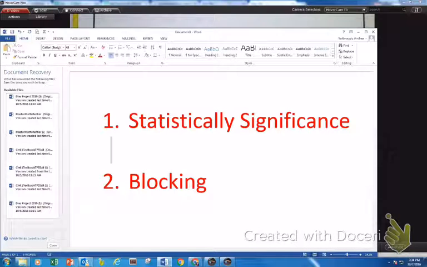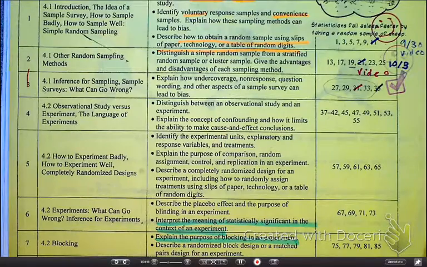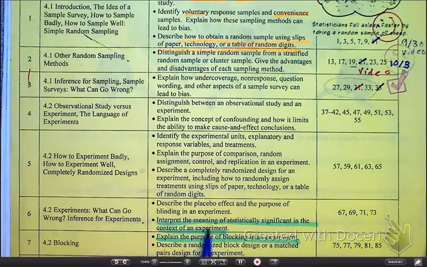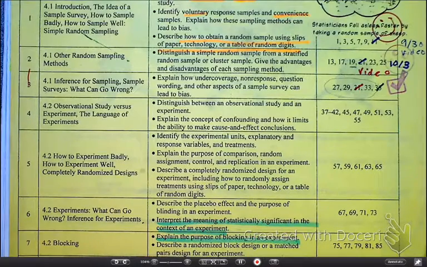Right now, our objective is we're going to be talking about things that are statistically significant, and we're also going to be talking about blocking. So, let's look at our objectives on our cover page. We're going to interpret the meaning of statistically significant in context to an experiment, and we're going to explain the purpose of blocking in an experiment. So, let's get started.